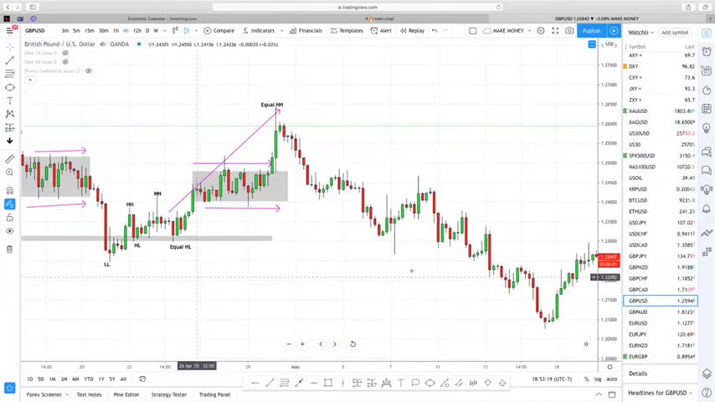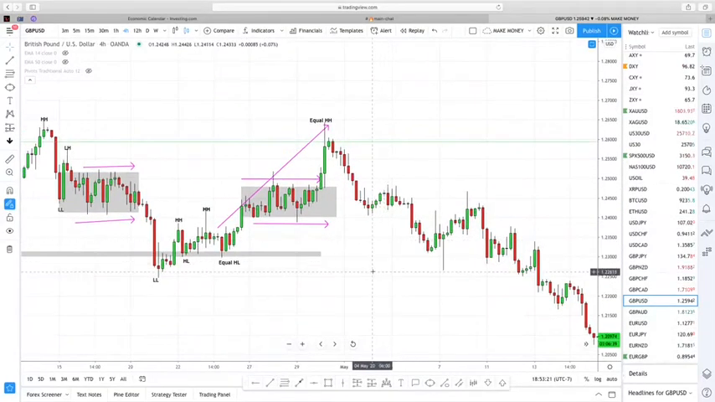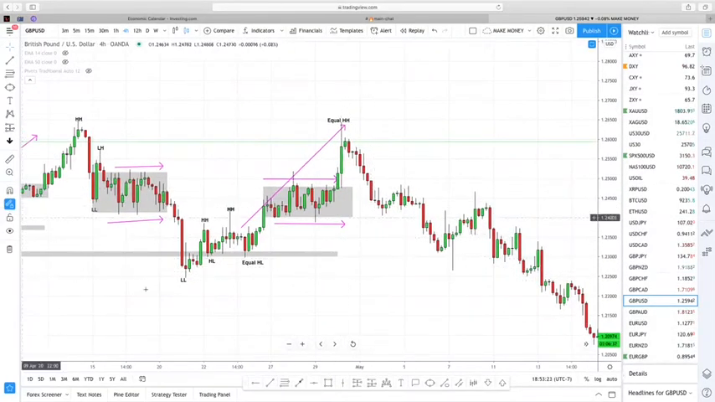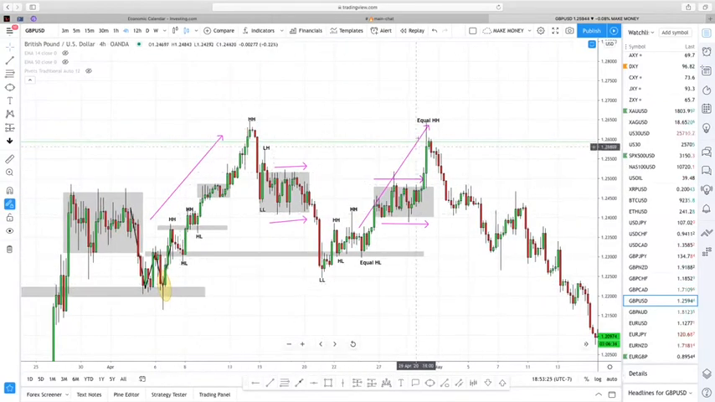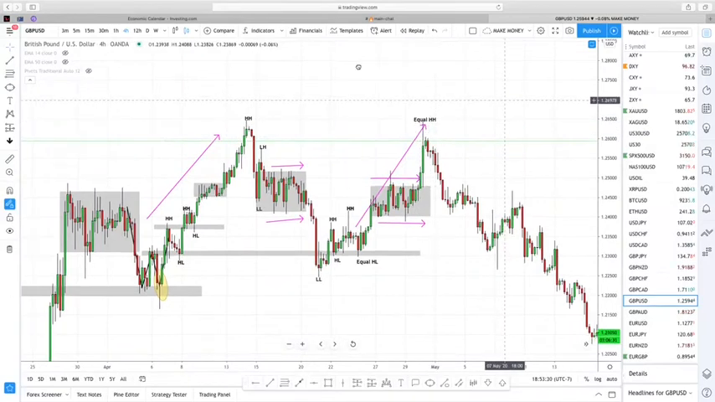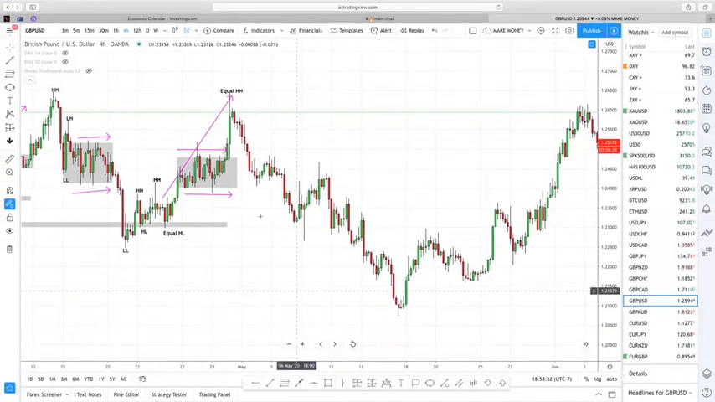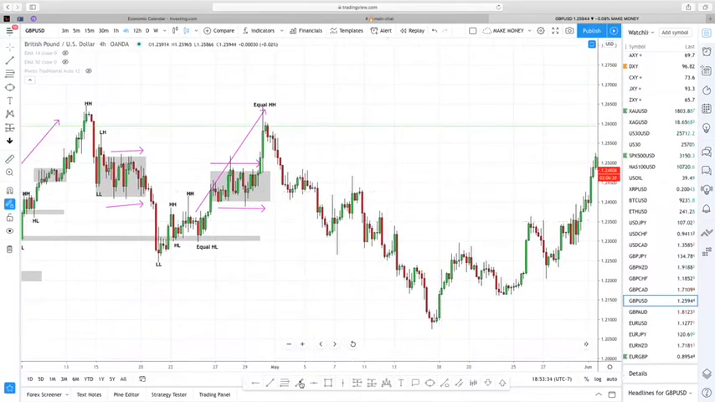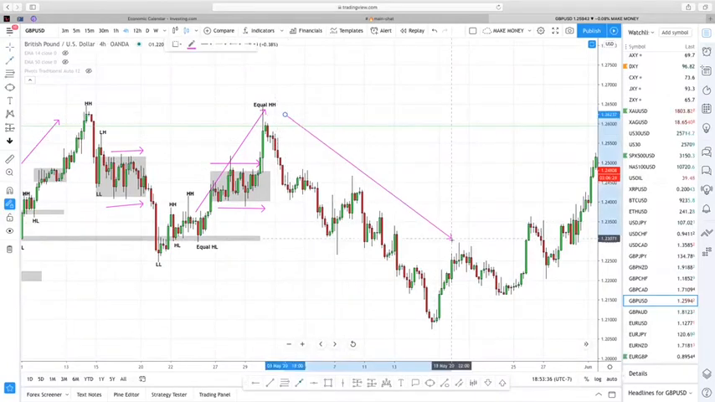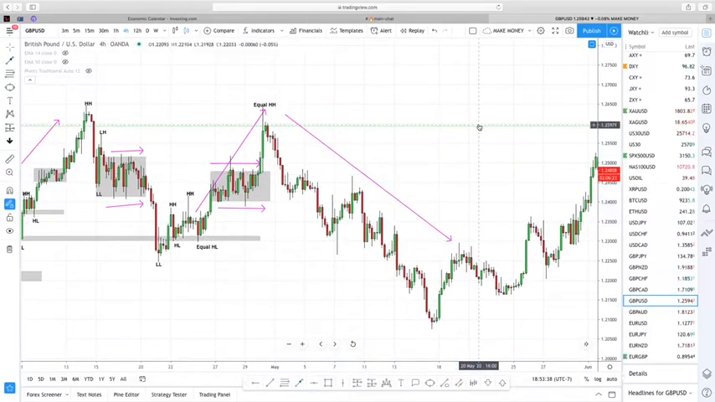But from here, like I said, after the right leg of our M, after we're at the peak of this right shoulder, then we can go ahead and take it down from there. And what's price going to do? Price is going to create its lower highs and its lower lows.